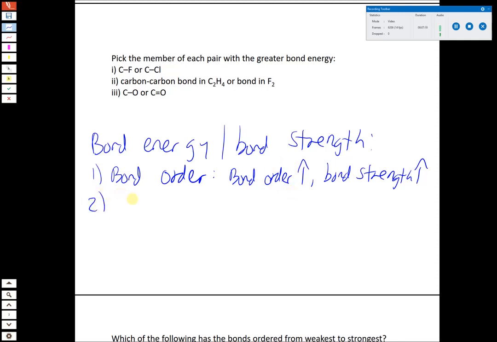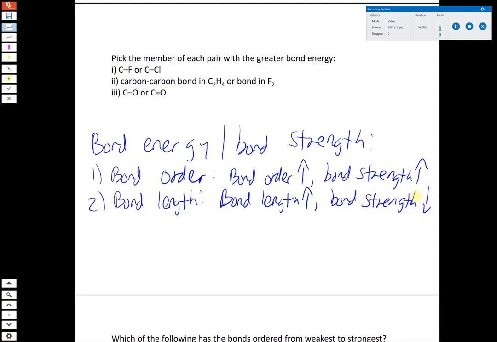The second thing you look at then, if you have situations where the bond orders are the same, is to look at the bond length. And these two are inversely related. So as the bond length increases, the bond strength decreases. So again, inverse relationship for those two. The way, as we'll see, that we rank bond length is by the sizes of the atoms. So we now know from chapter 2 we have periodic trends for atomic radius, and the combination of the two atomic radii is essentially what the length of that bond is. So two small atoms bonded together gives a short bond, two large atoms gives a long bond, and that then relates to bond strength in this way. So if we have these three choices here, we just want to pick the member of each pair that has the greater bond energy.